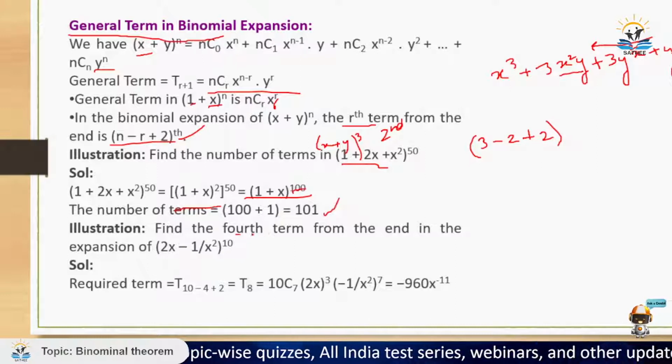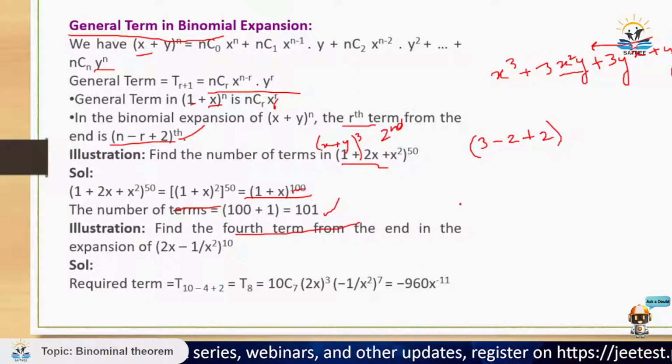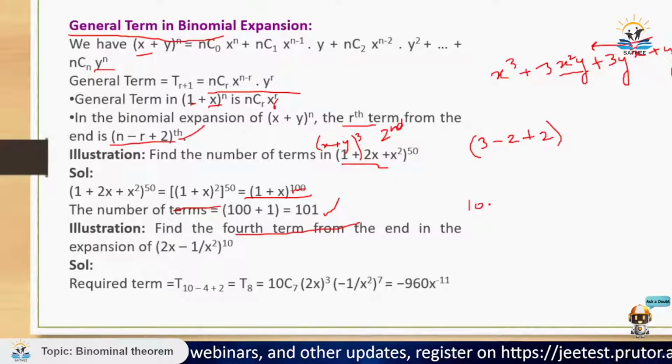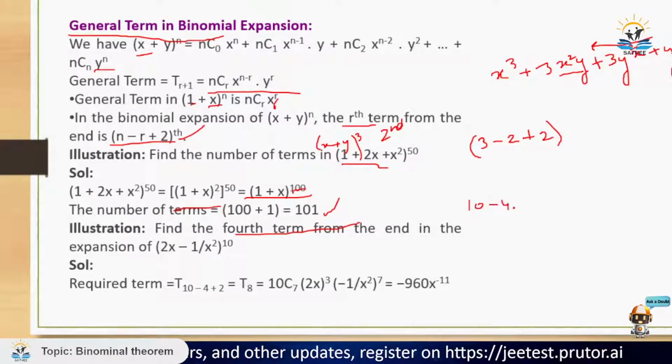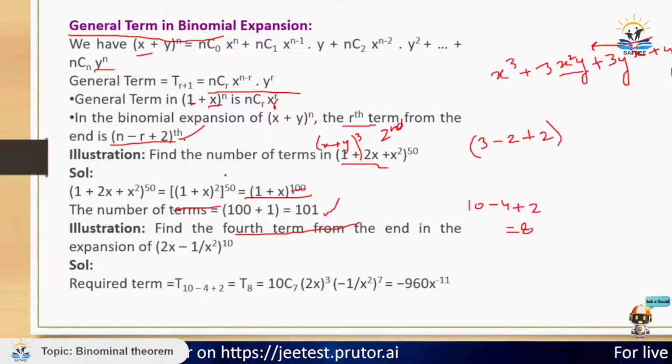Cool. Then find the fourth term from the end. Fourth term from the end means n minus r plus 2 is equal to 4, and n is equal to 10. So basically 10 minus 4 plus 2 term from the front. That is equal to 10 minus 2, that is 8th term from the front. That is equal to T8, and T8 is equal to T7 plus 1.